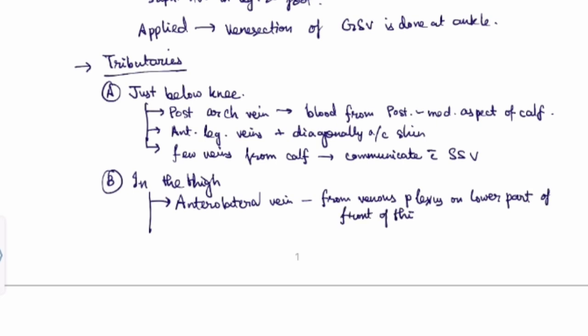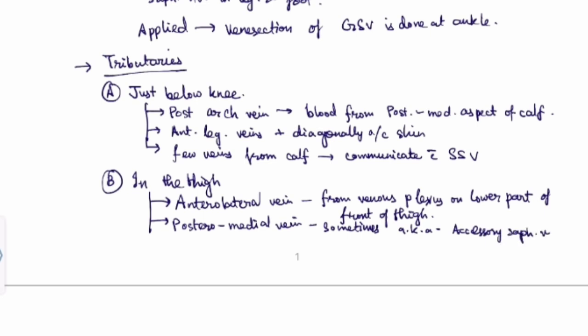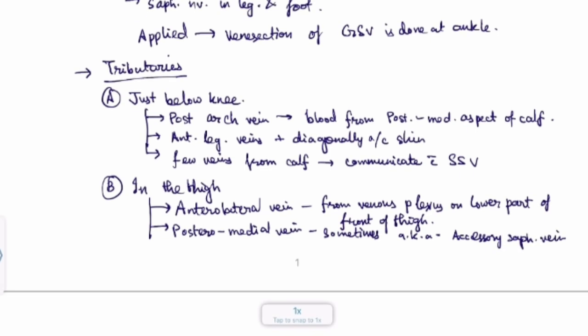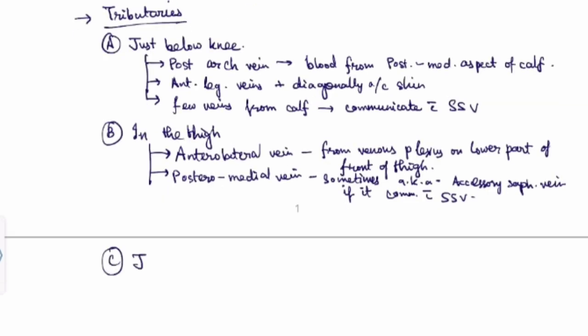Posterior medial vein, sometimes also known as accessory saphenous vein, if it communicates with the SSV. If it doesn't, then it's known as the posterior medial vein only. Some veins are present just before piercing the cribriform fascia.